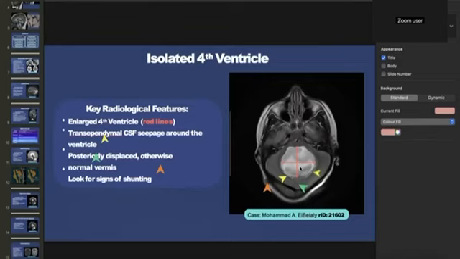This is an image of isolated fourth ventricle. Enlarged fourth ventricle as seen in red lines. Transependymal CSF seepage is seen. Posteriorly displaced, otherwise normal vermis is seen.